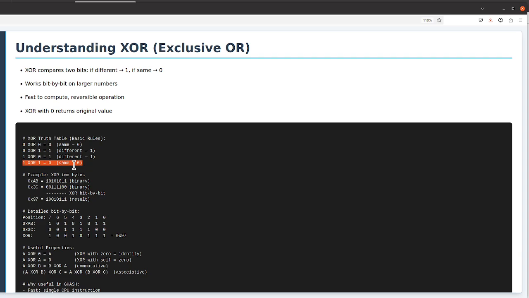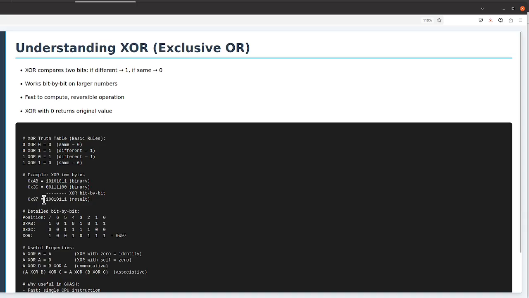Let's see a concrete example with bigger numbers. Suppose we want to XOR the byte 0xAB with the byte 0x3C first. We convert each byte to binary. 0xAB in binary is 10101011, and 0x3C in binary is 00111100.